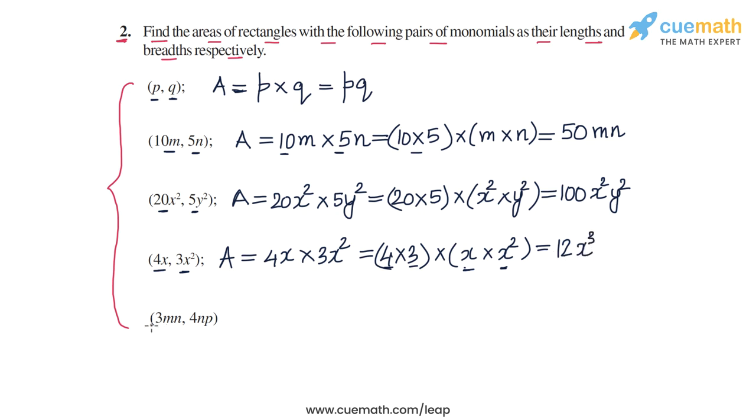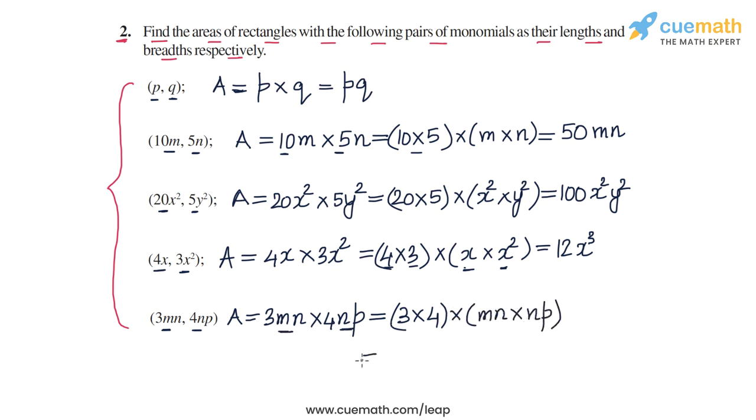And finally, in the fifth part, we have the two monomials as 3mn and 4np. So the area will be 3mn into 4np. Now the coefficients are 3 and 4. So let's multiply them separately, 3 into 4. And the variable parts, the algebraic factors, are mn and np. So we multiply them separately. So mn into np. Now 3 into 4 is 12. So this is the coefficient in the product. And mn into np, so there are two repetitions of n. So this will become n square. So we will get mn square p as the variable part or the algebraic factor in the product.